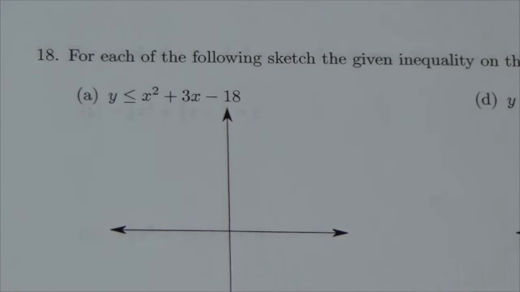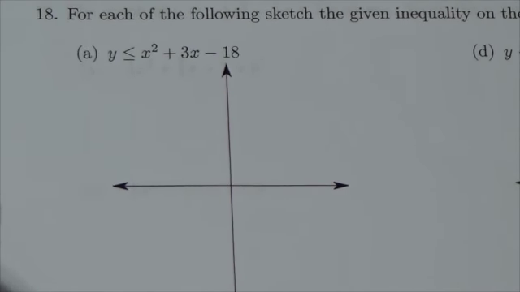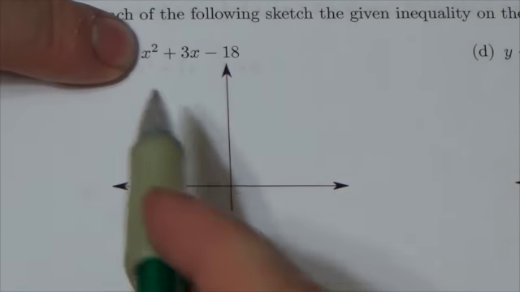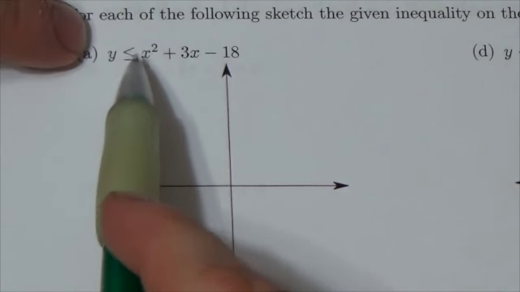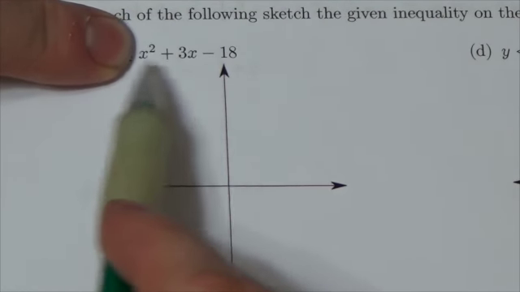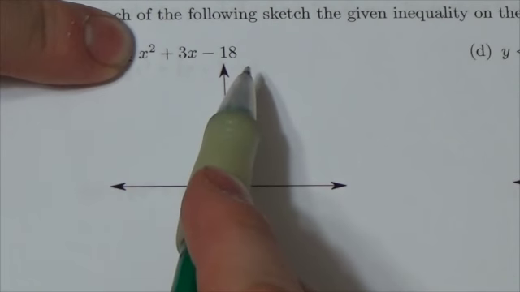Okay, question 18a says for each of the following, sketch the inequality on the grid provided. Well, this requires that we know a little bit about quadratics. So right now I'm going to ignore the y is less than, the inequality part. I'm just going to look at this. Let's just assume that this was the graph I was being asked to graph.